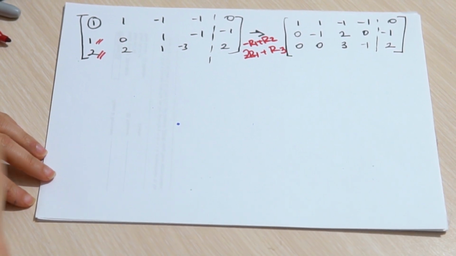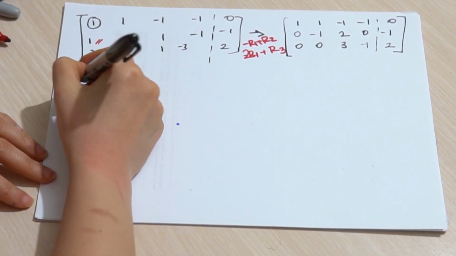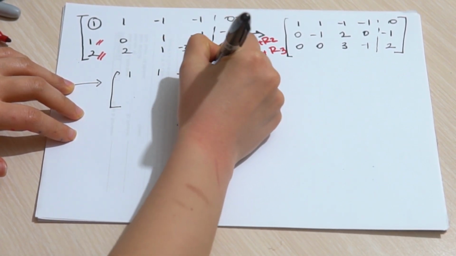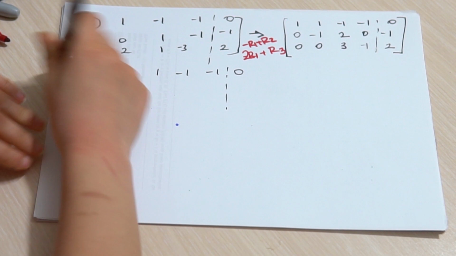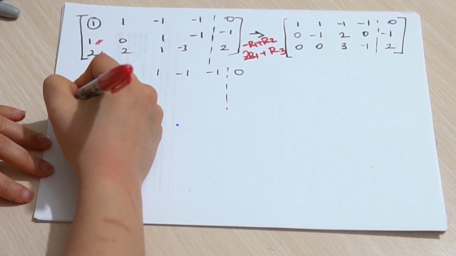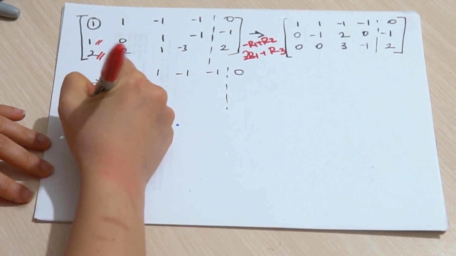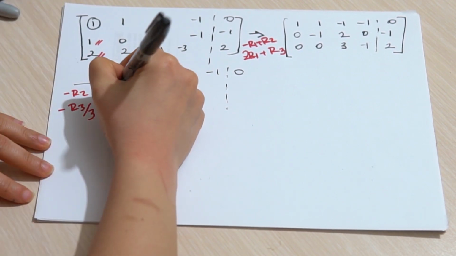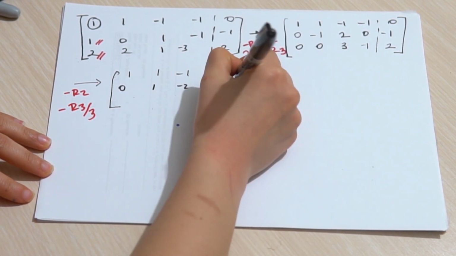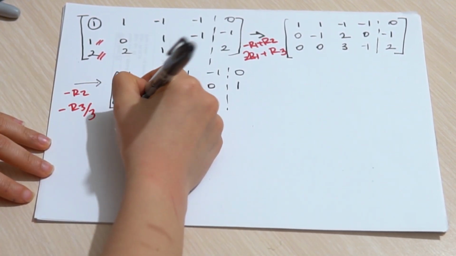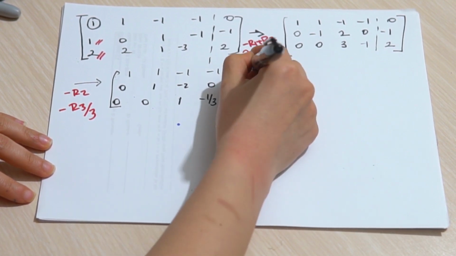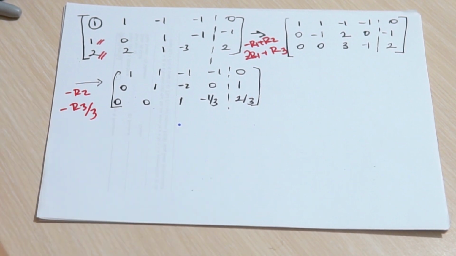So let's make this one into row echelon form. Leading entries should be 1. So let's multiply row 2 by minus 1 and row 3 by one third. Then I will have 1, 1, minus 1, minus 1, 0; 0, 1, minus 2, 0, 1; 0, 0, 1, minus 1 over 3, 2 over 3. Let's try to solve this system.